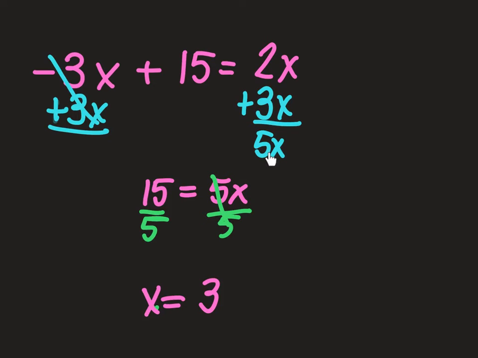2 plus 3 is 5, so I have 5 x's. I have 5 x's on the right. Rewrite it in this purpley pink color. Divide by 5. X equals 3.